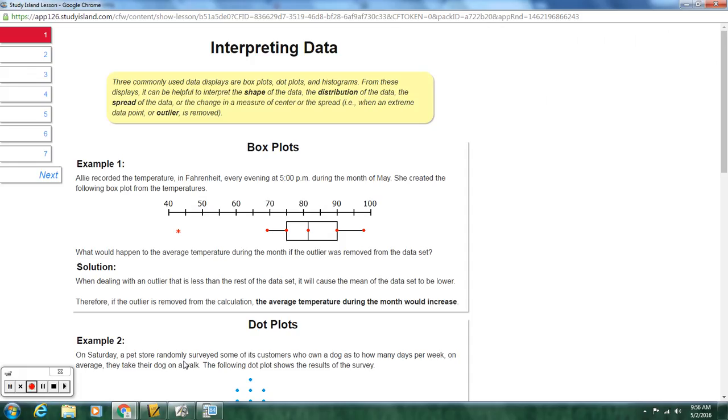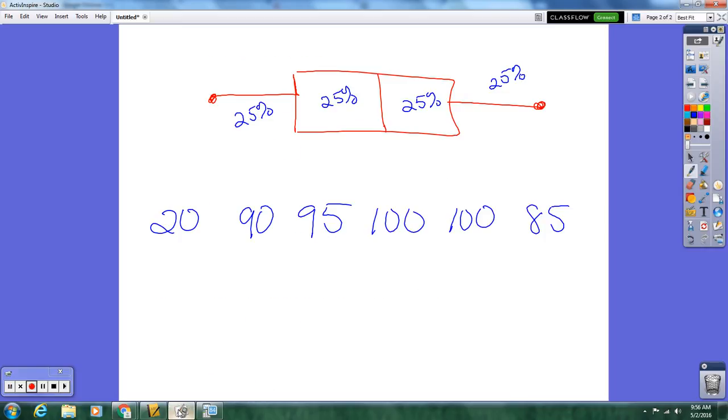What do you think is going to happen to the average? If I take that 20 out, what's going to happen to the average of our data? Right now, the mean is 81.6 repeating. What do you think the mean is going to do if I take out this low number? It should go up, okay?